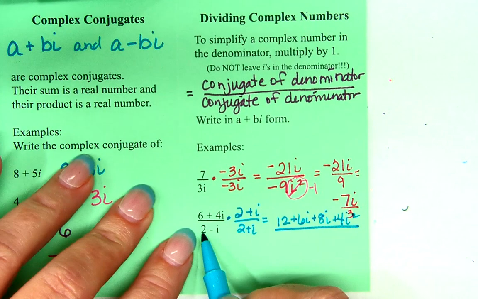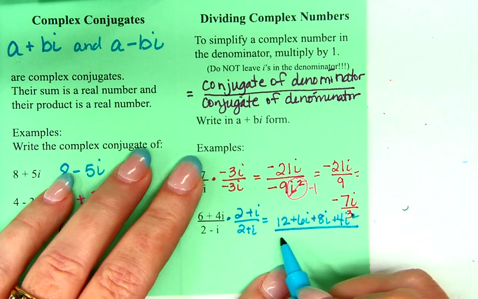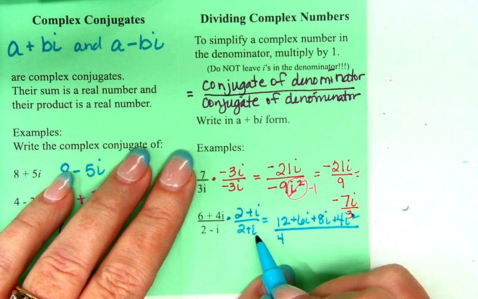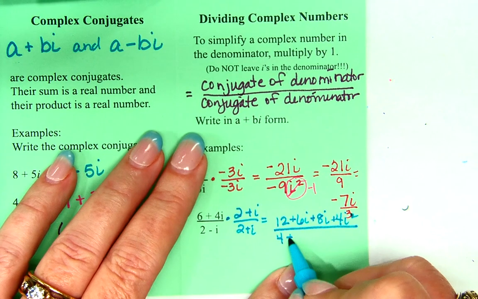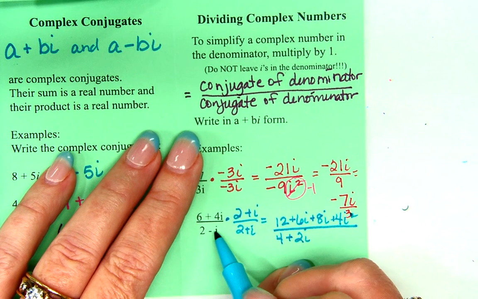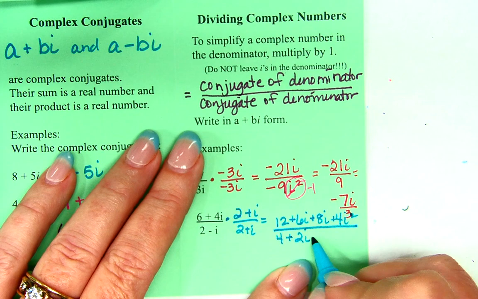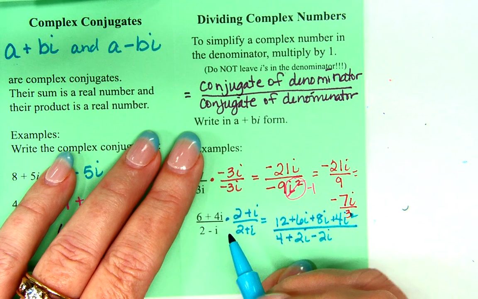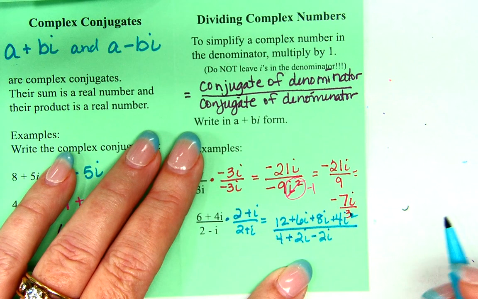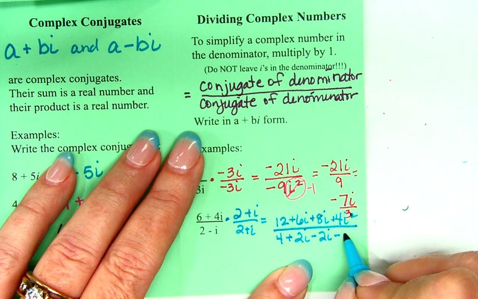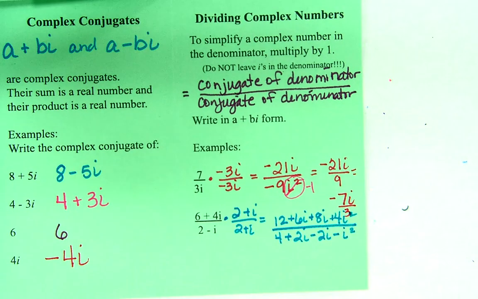What about the denominator? What's 2 times 2? 4. What's 2 times i? 2i. What is negative i times 2? Negative 2i. And what is negative i times i? Negative i squared. Very good.